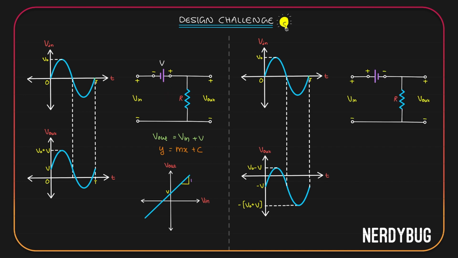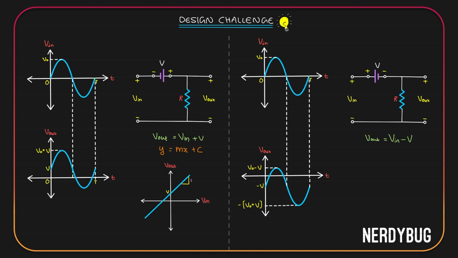Let us again use KVL. I'll start from here and go clockwise. V input is from negative to positive. I'll write V input. The cell is from positive to negative. It is in the opposite direction. So I will write minus V. V output is also from positive to negative. So minus V out is equal to 0. Or we can write V output is V input minus V.